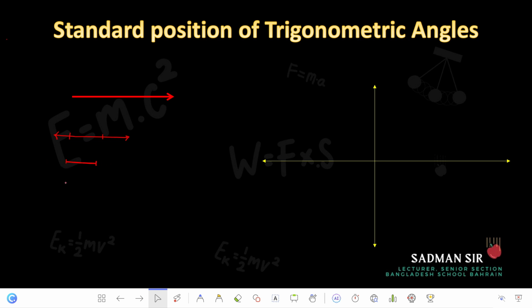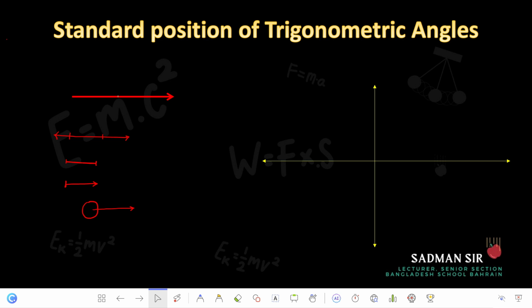But a ray is something that has a starting point, but in this direction it can go up to infinity, like we say a ray of light. So the light has a starting point. If we consider the sun is the starting point of the light, then it can travel up to infinity in the forward direction. That is why it is called a ray.